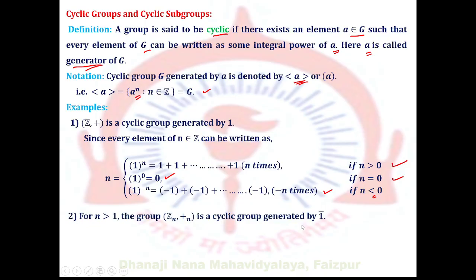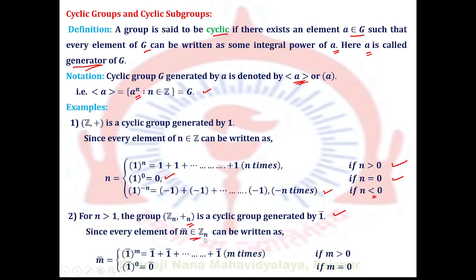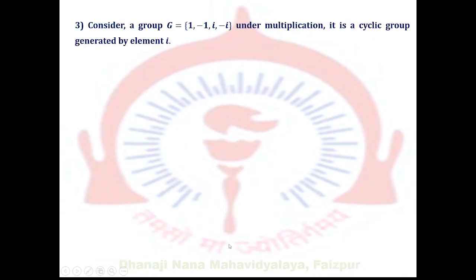The next example: for n greater than 1, the group of residue classes modulo n, that is Zn, with operation addition modulo n, is a cyclic group generated by 1 bar. Again here, any element m bar belonging to Zn, we write it as an integral power of 1 bar, because m bar can be written as 1 bar raised to m. 1 bar raised to m is 1 bar plus 1 bar plus 1 bar, m times, whenever m is greater than 0. And if m is equal to 0, then 1 bar raised to 0, that we know is the identity element, with respect to addition it is 0 bar. So here this is the cyclic group generated by 1 bar.